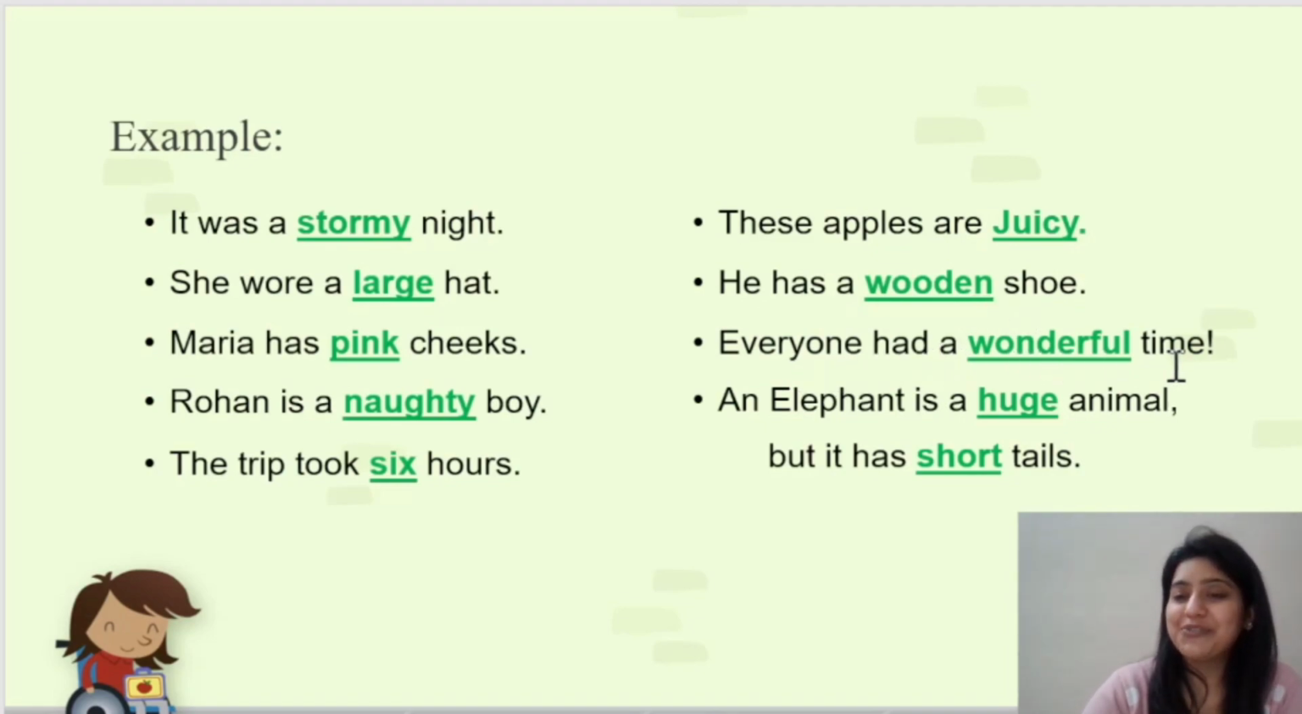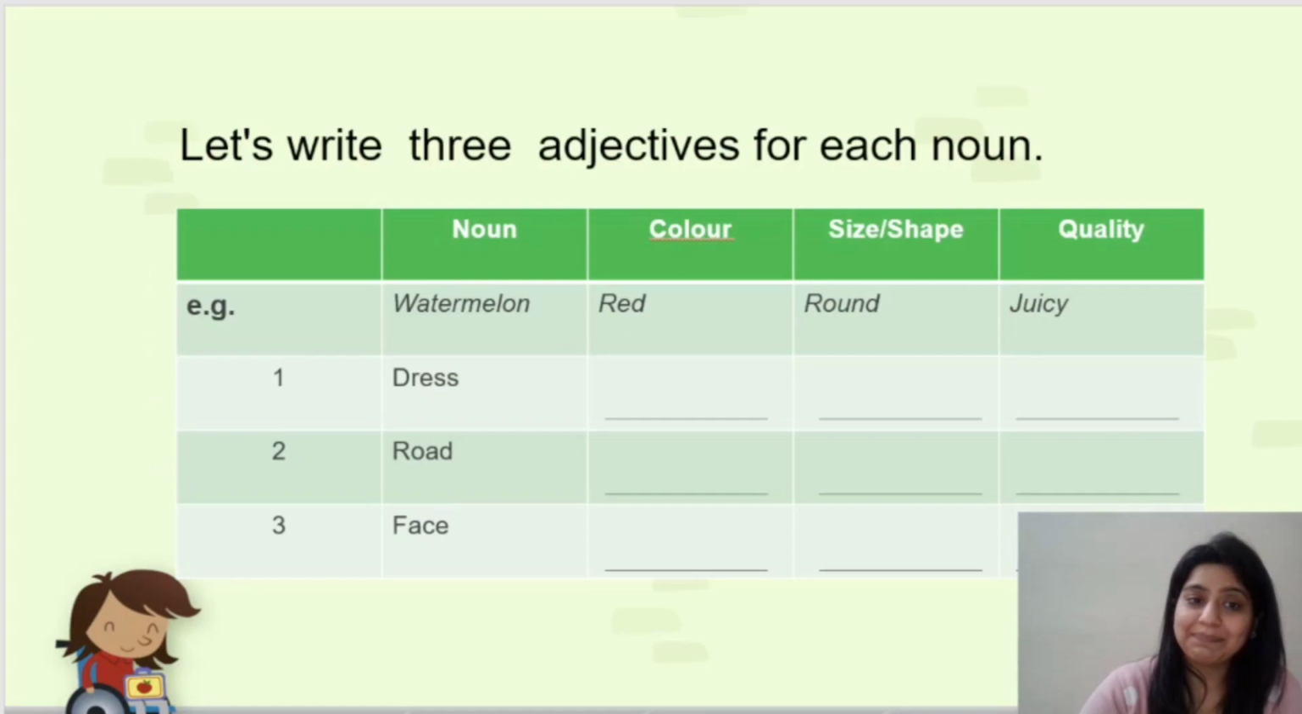Everyone had a wonderful time. An elephant is a huge animal, but it has a short tail. All the words in green and underline are adjectives as they are describing words.